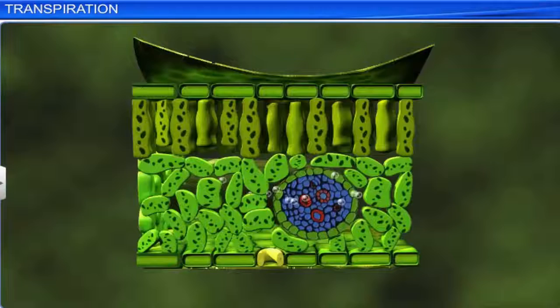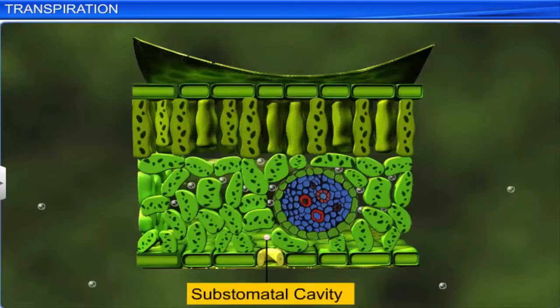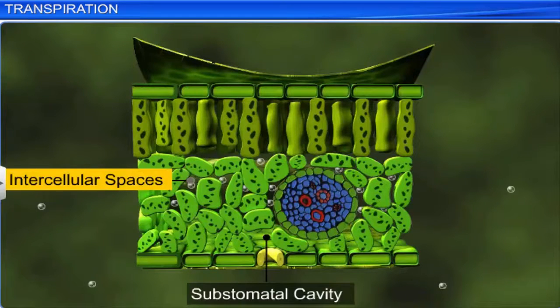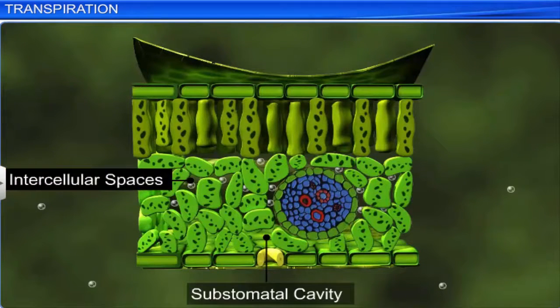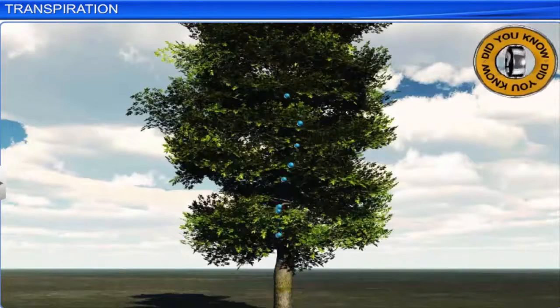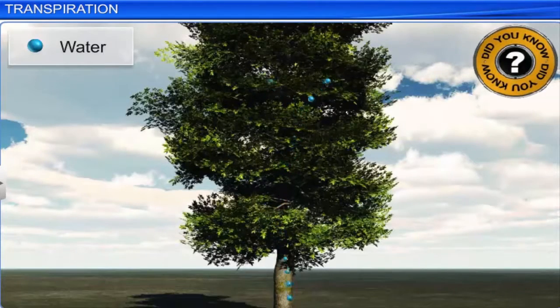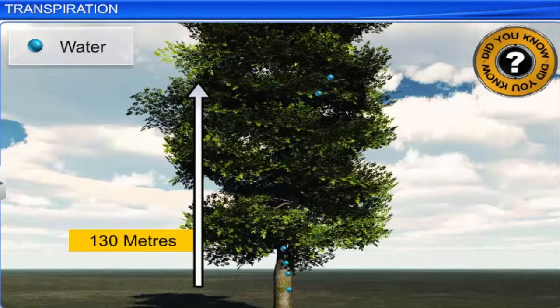The concentration of water vapor in the atmosphere is lower than that in the substomatal cavity and intercellular spaces. Thus, water diffuses into the surrounding air, creating a pull. Did you know that this pressure generated by transpiration pull is capable of lifting water over 130 meters high in a xylem vessel?